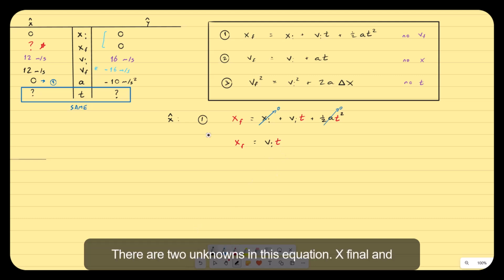There are two unknowns in this equation, x final and t, and I cannot solve for two different unknowns with only one equation. I already said that equation 2 is useless to me and equation 3 is useless to me, which only leaves equation 1. I can't really do anything else with it. So as far as my x direction information goes, I am out of cards to play. I'm going to have to move on and look at the y direction. If I'm going to be messing with y direction, I want to make sure that I can differentiate these later. So I'm going to say this is a v initial x, just to be able to keep track of it later.